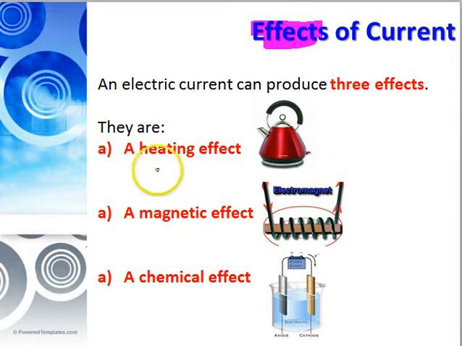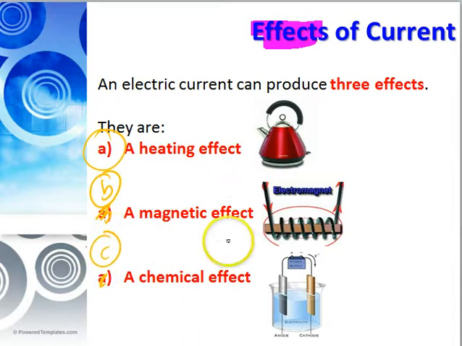Generally, current can produce three types of effect. First one is a heating effect. Second one is a magnetic effect. And the last one is a chemical effect. We'll be going through each of them one by one.